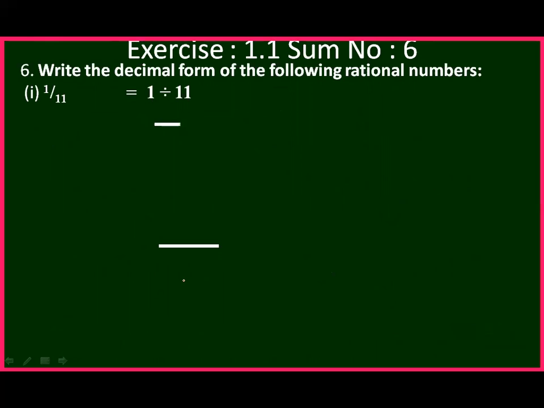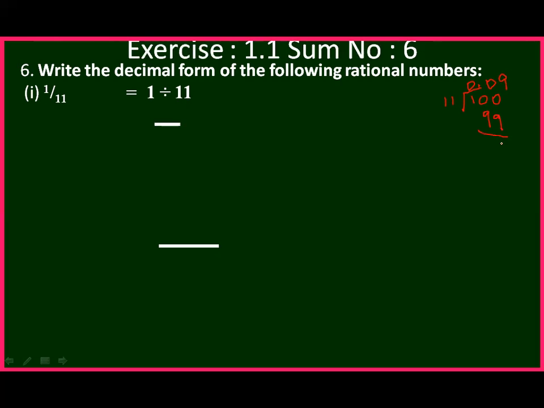1 by 11. So here you have to divide 1 by 11. Let me show here at the side for you. 1 divided by 11. 11 will not go into 1, so you put a 0 and put a decimal point and add a 0 to it. 11 will not go into 10, so again another 0. Now 11 will go into 100 9 times, which is 99.